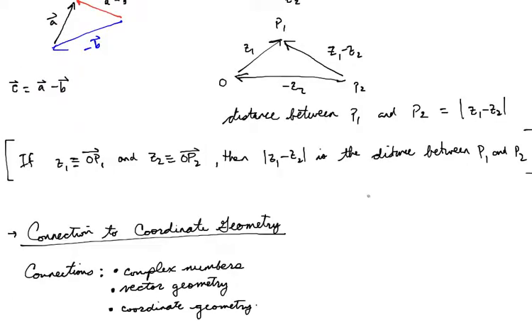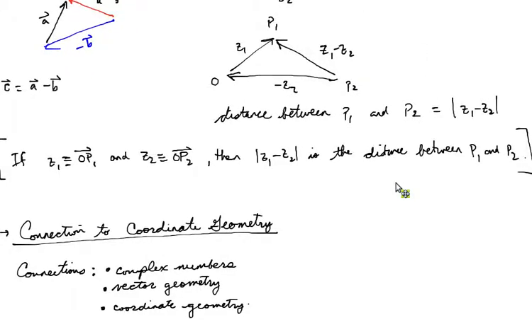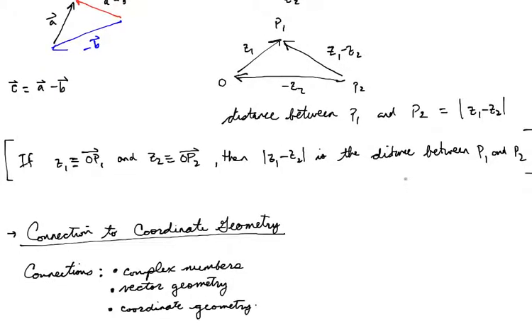2 points here. Okay, so here's kind of the summarized rule. If z1 is equivalent to op1 and z2 is equivalent to op2, where those are both vectors, then the modulus of z1 minus z2 is the distance between p1 and p2.